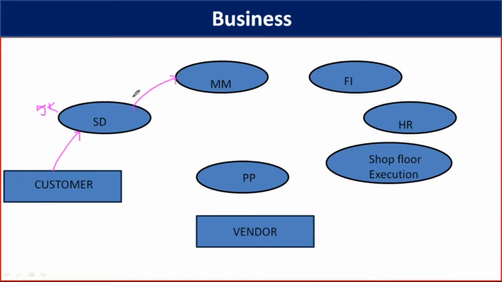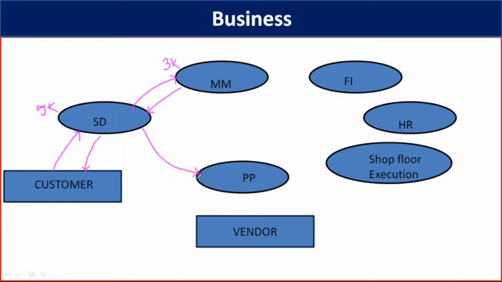Then they check immediately in the inventory. Inventory is a part of materials management. If the 5,000 mobiles are there in the inventory, they fulfill the requirement of the business partner immediately. But say they come to know that only 3,000 mobiles are there. Then they need to develop 2,000 more mobiles, so that information they pass to the production consultants.